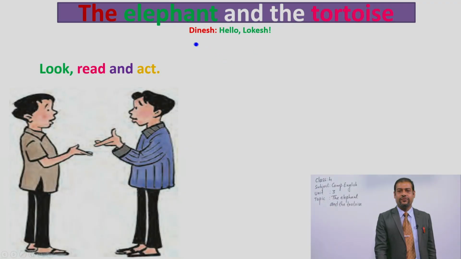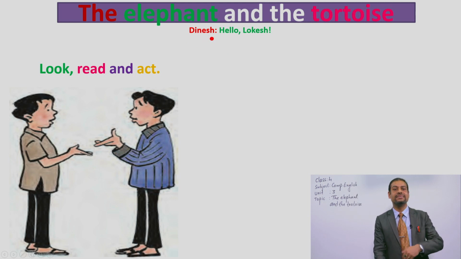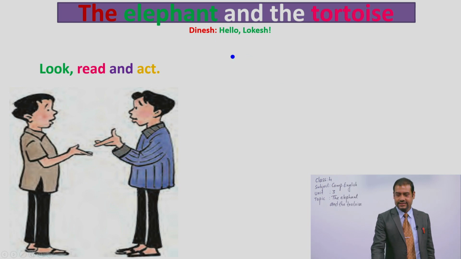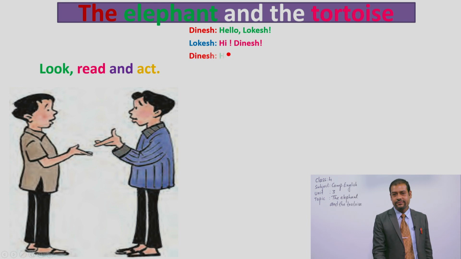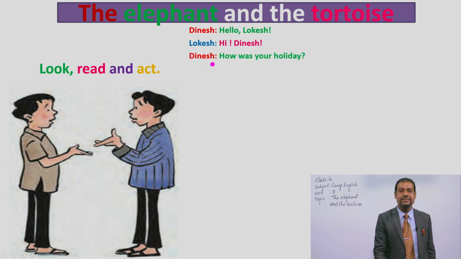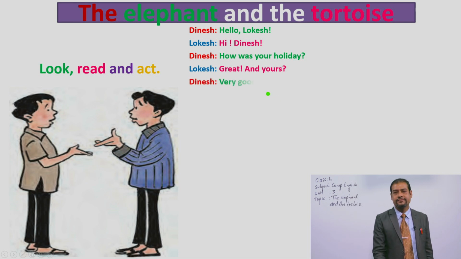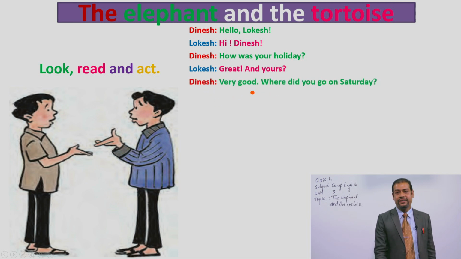See, the first character is Dinesh, okay? What does Dinesh say here? Please read out. Hello, Lokesh. Now, Lokesh says, hi, Dinesh. So, what is it now? Please read with me. How was your holiday? All right. Then Lokesh says, great, and yours? Again, Dinesh says, very good. Where did you go on Saturday? He asked, okay? Now, Lokesh says, well, I went to the zoo.